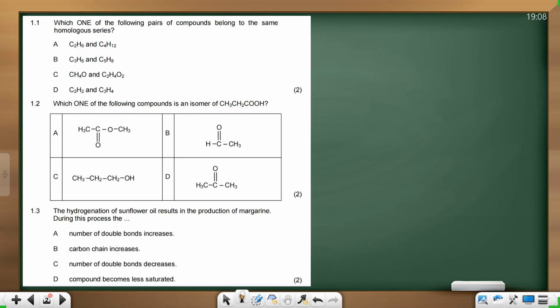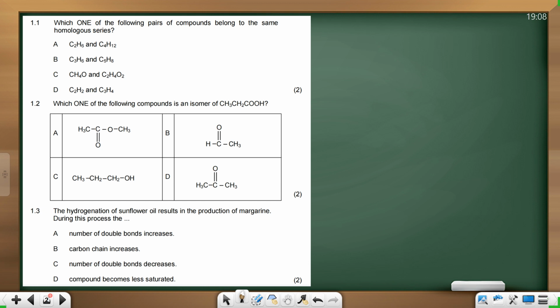Okay, I'm starting with a multiple choice. Which one of the following pairs of compounds belong to the same homologous series? It's important to be able to define what a homologous series is. It's a series of organic compounds that have the same general formula, the same functional group, and are separated by a CH2. Very important. They are separated by CH2.